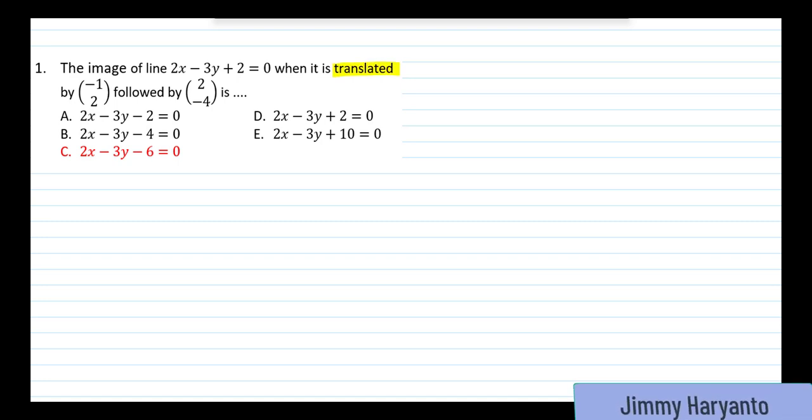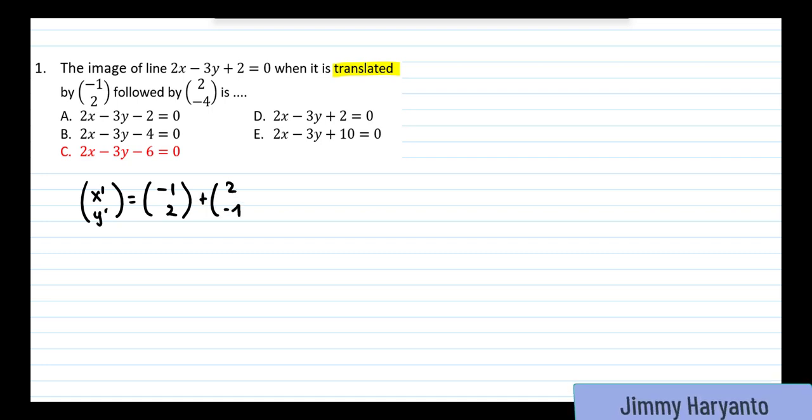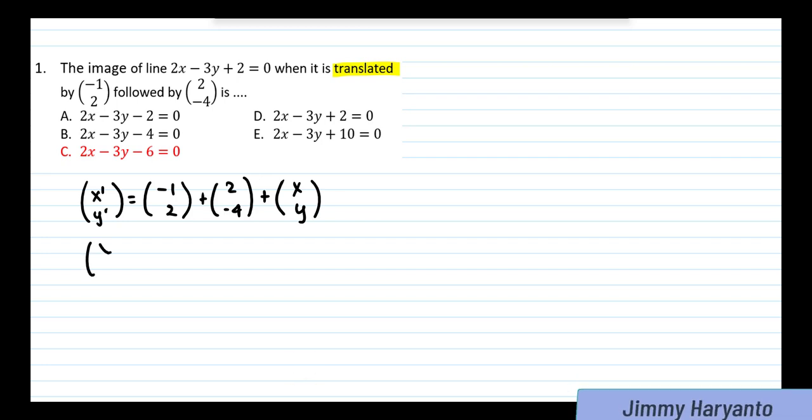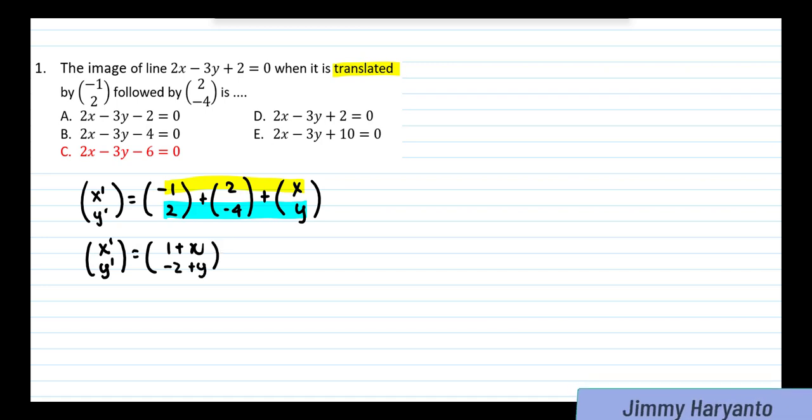Translate means this formula: (x', y') equals the matrix (-1, 2), and then plus (2, -4), and then plus it again with (x, y). Okay, so let's simplify the matrix first. That means you have to add this one. It will be -1 plus 2, it's 1, so it will be 1 plus x, and then the y will become -2 plus y, like this.